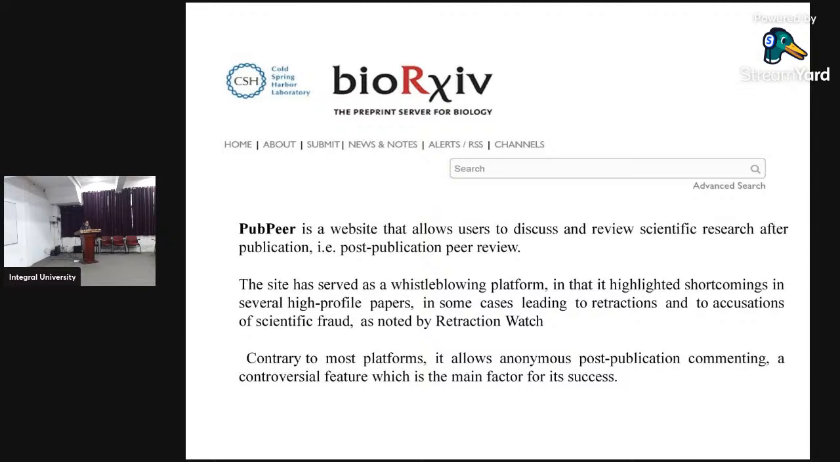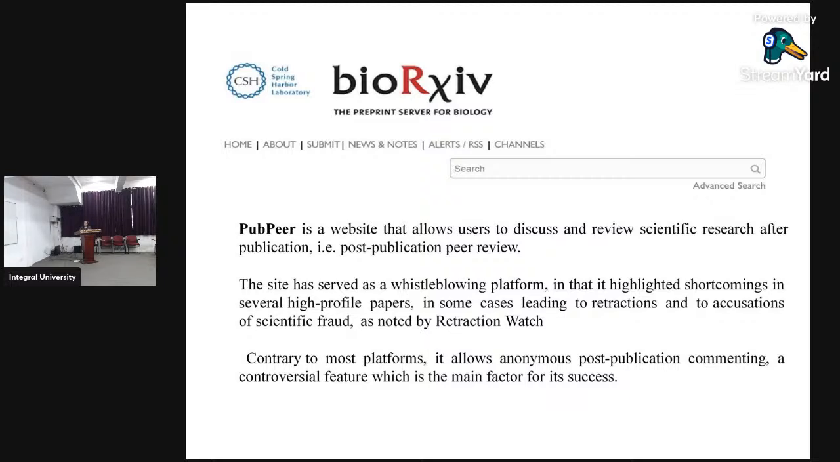Then we have PubPeer. Thank you for reminding. PubPeer is a website that allows users to discuss and review scientific research after publication. So bioRxiv is pre-publication, PubPeer is after publication. So it's not like you have published your work and you can forget about it. There are agencies, there are individuals who are reviewing your work even after publishing. Is it only for biology? No, it's not for biology only, these are for all domains.